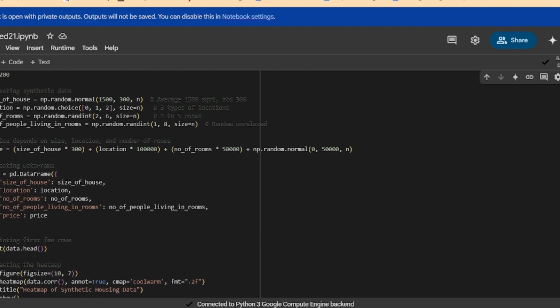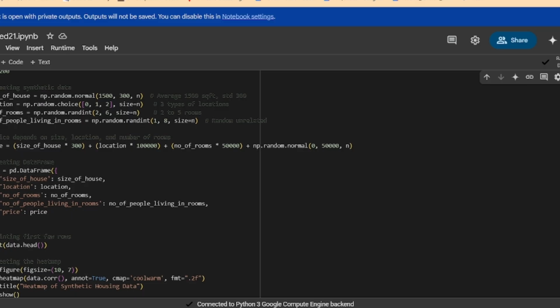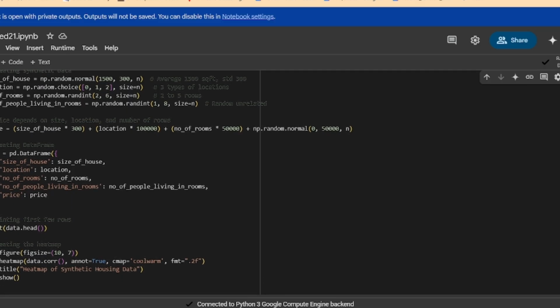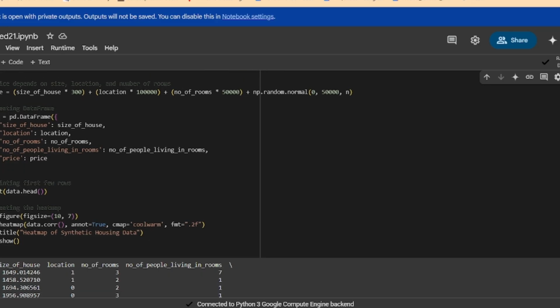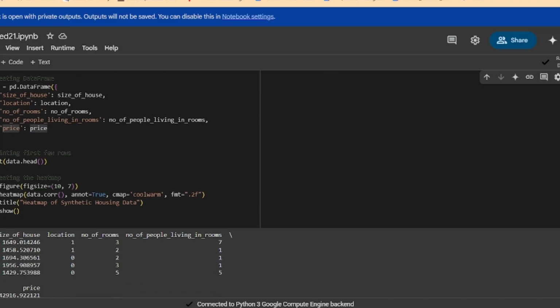First, I'm going to create size of house using np.random.normal. It will be normally distributed data. So 1500 and 300, it will lie around this, and n is the number of data points. Like this, I have location, number of rooms, number of people, and then price. The price will be correlated with location, number of rooms, and size, right? So the price formula is this one. I have written this.